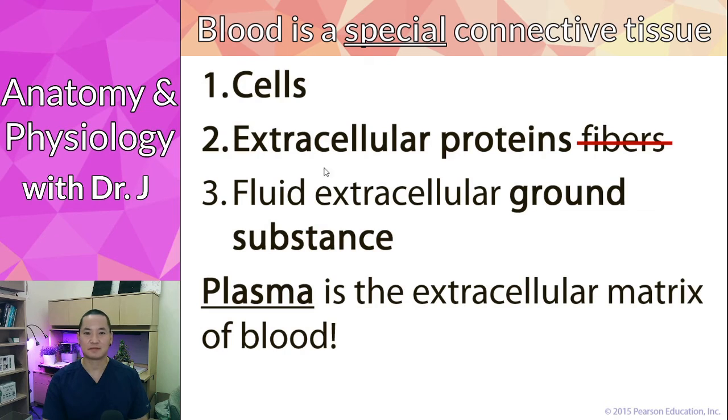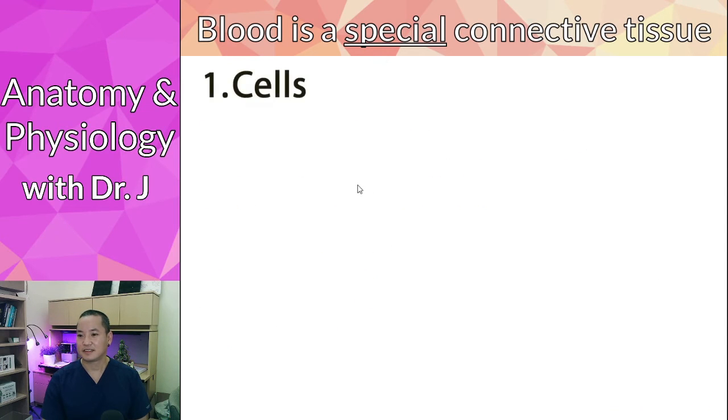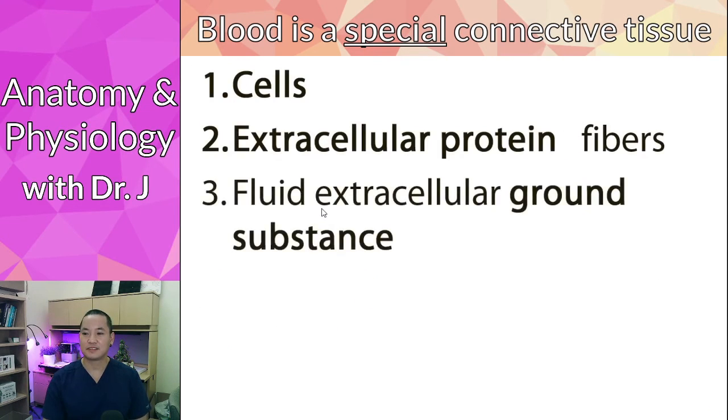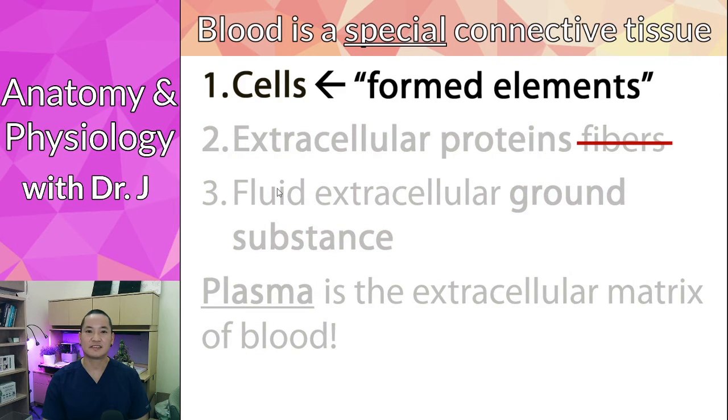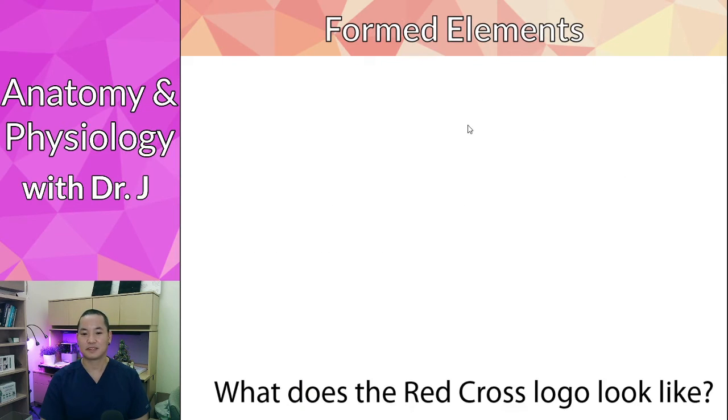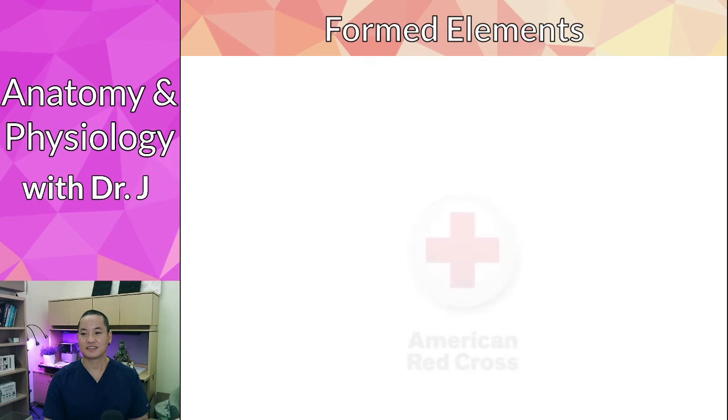Cells are everything else but the fluid part. Okay, so then you have cells, extracellular proteins, and ground substance. And what we have here with cells, altogether, we call formed elements. So the formed elements in blood are the cells of blood. So what are formed elements? One mnemonic I use: think of eating off a plate that has a Red Cross logo on it. Well, what does the Red Cross logo look like? It looks like this, right?